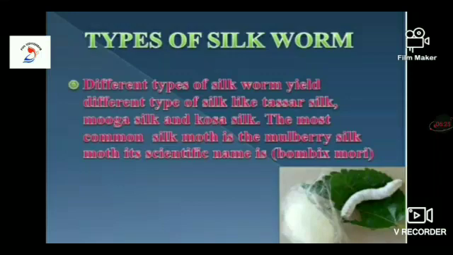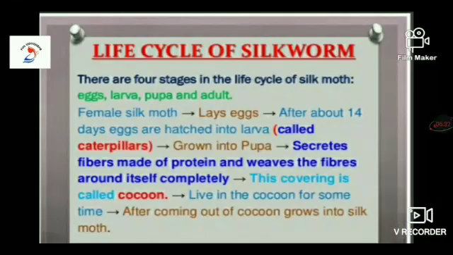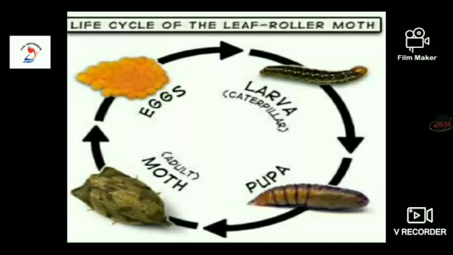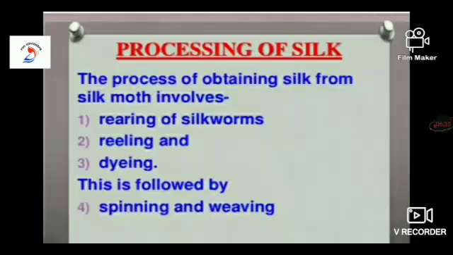Inside the cocoon, the silkworm enters the second stage of its life, called the pupa stage, and then the third and final stage to become an adult moth. Silk threads are obtained from the cocoon of the silkworm. Processing of silk. The process of obtaining silk from silk moth involves rearing of silkworms, reeling and dyeing. This is followed by spinning and weaving. Let us discuss this reeling of silk in the upcoming slides.